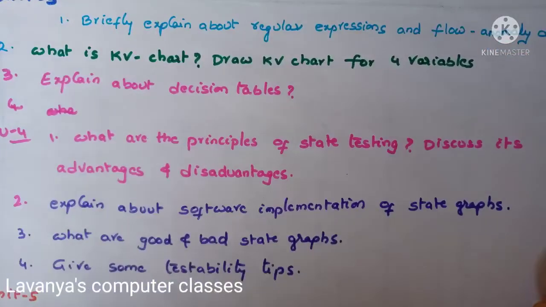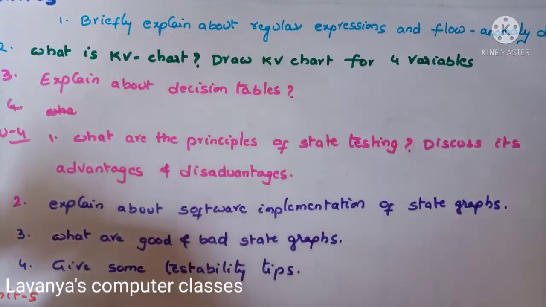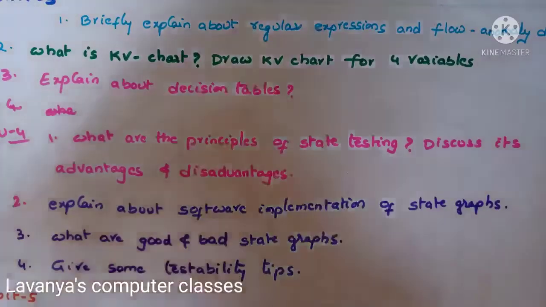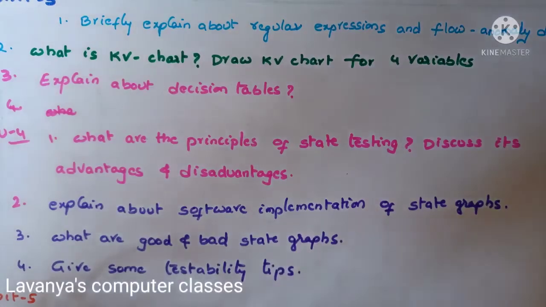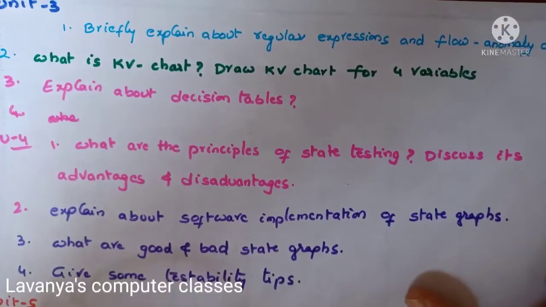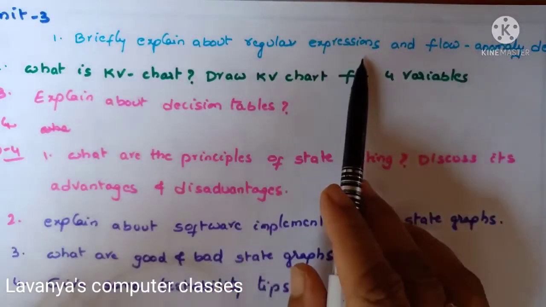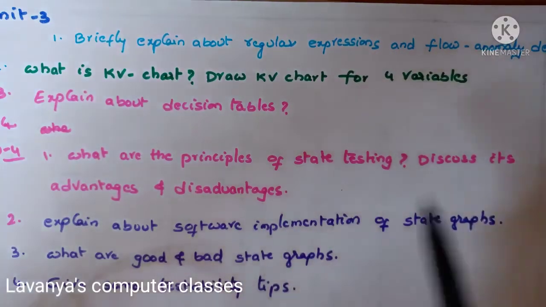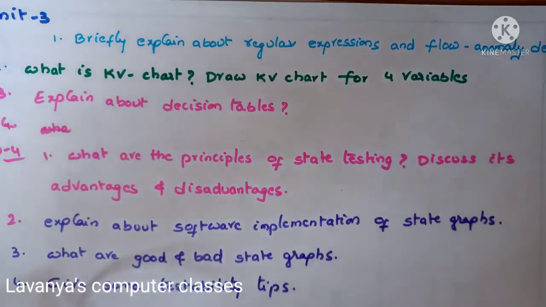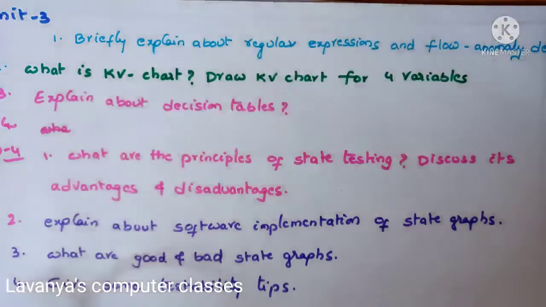Now we'll go for important questions of unit 3. Unit 3, 4, 5 are small units. In unit 3 we have logic based testing and regular expressions. These are the 2 chapters. So in this, what are the important questions? Briefly explain about regular expressions and flow anomaly detection methods. This is an important question. What is a regular expression? How to write the regular expressions? How to find out flow anomaly detection?